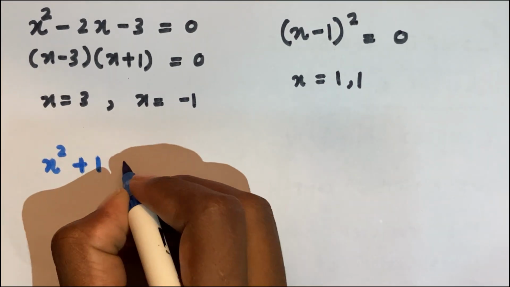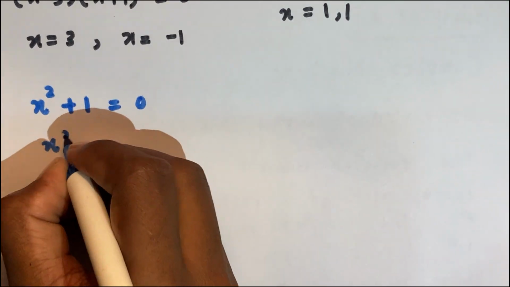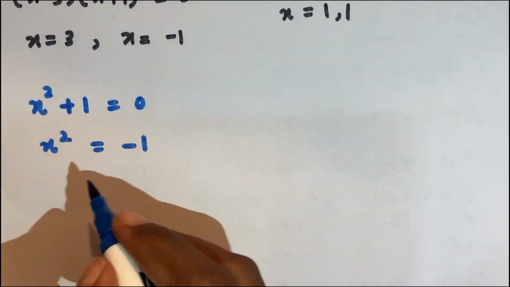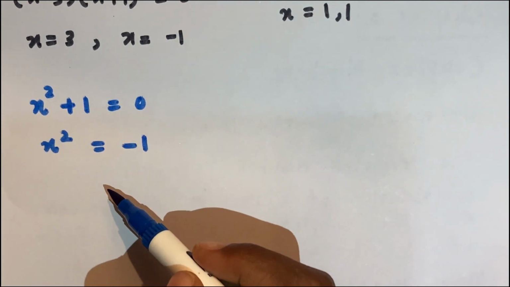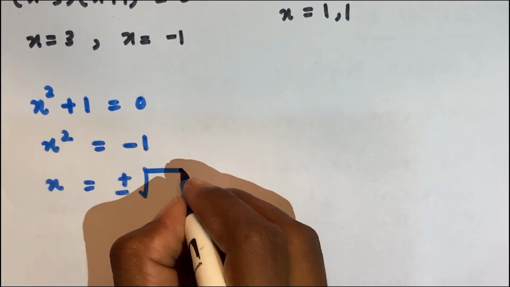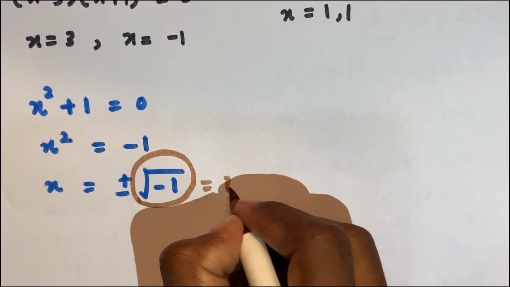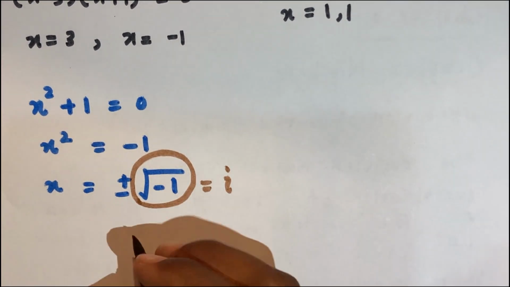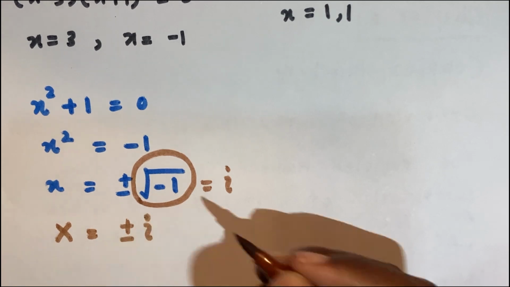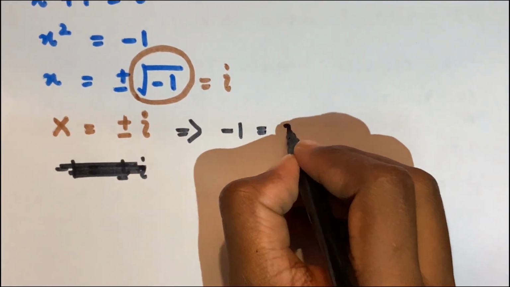Next. x squared plus 1 equals 0. x squared equals -1. x equals plus or minus square root of -1, equals i. So, x equals plus or minus i. Then -1 equals i squared.